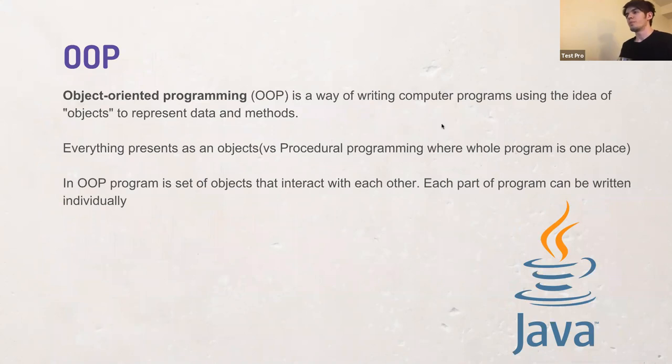So what is OOP? OOP stands for object-oriented programming. It's a style of creating a program where you separate the whole program into separate objects, and each of these objects closely interacts with the others. You're dividing the whole application into smaller parts, which is the opposite of procedural programming, where the full program is basically one file, a bunch of code in one file, and it's not really separated.